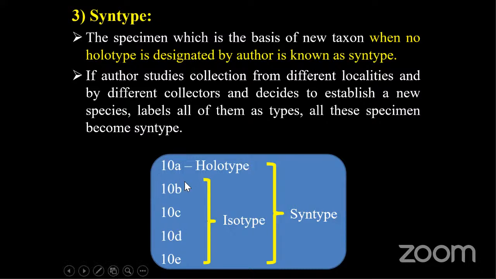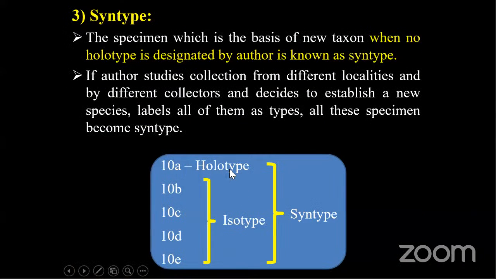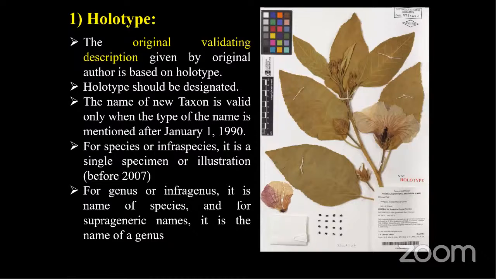So if, for example, you use 10A for a validating description and the name is attached to that validating description, that 10A is commonly called the holotype. So holotype is nothing but the specimen on which the original validating description given by the original author is based. Whatever herbarium specimen is deposited in the Kew Botanical Garden along with the original validating description, that herbarium specimen is commonly called the holotype. So a holotype should be designated. If you want to give a name to any particular plant, without a holotype, you cannot give the name.